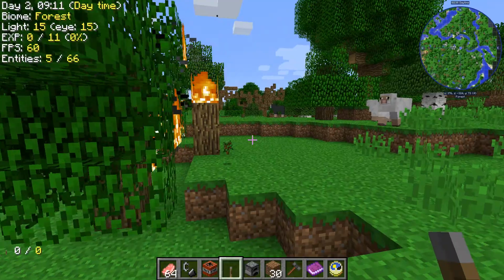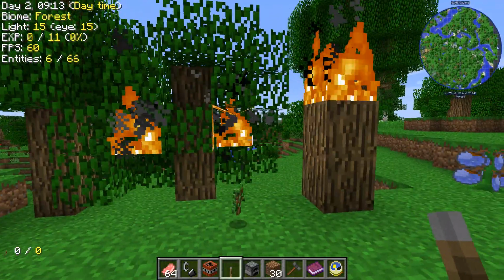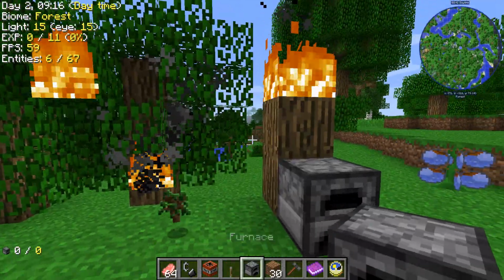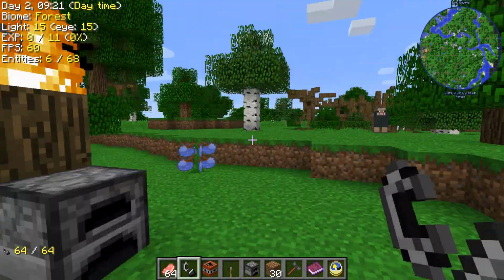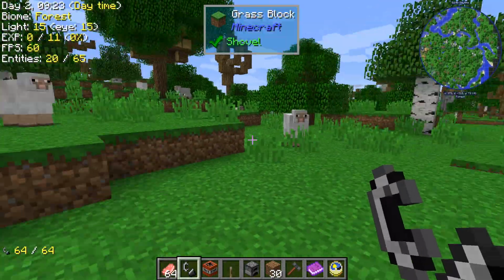To continue on with this idea of fire, let's put down a furnace and discuss cooking. So if we take this pig and light him, that's not a pig. Well, you know.